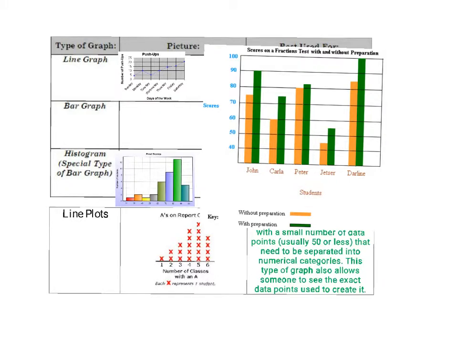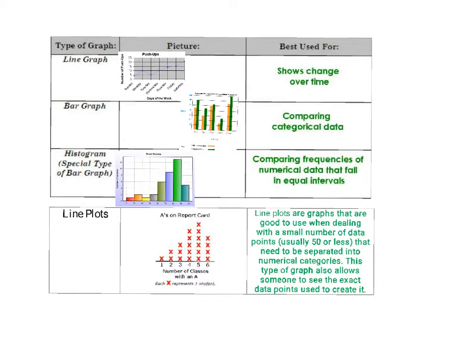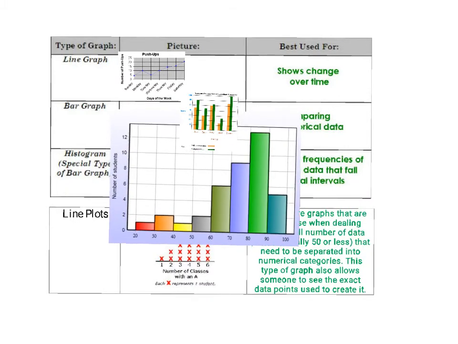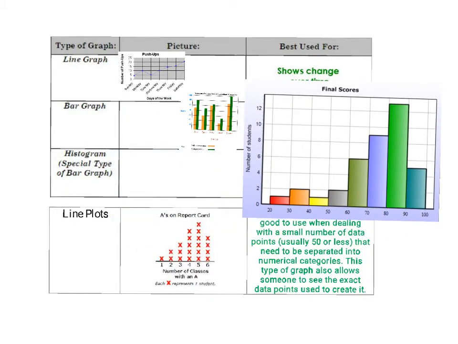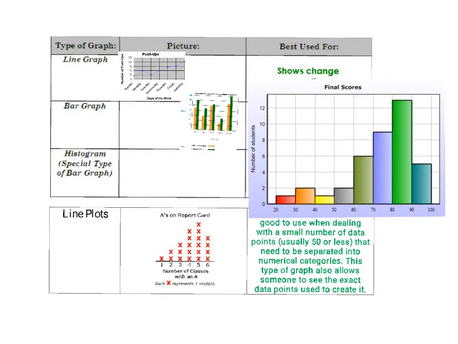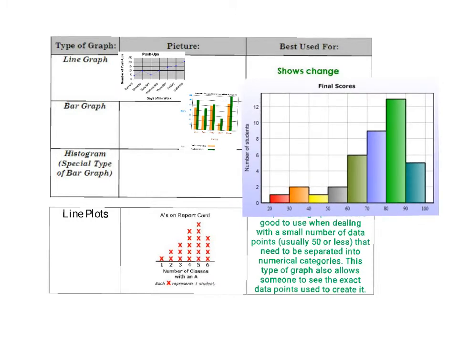A histogram is a special type of bar graph that compares frequencies of numerical data that fall between intervals. So if we look at this example, between 20 and 30, between that interval is 1. Between 30 and 40 is 2. And so you're looking at an interval.